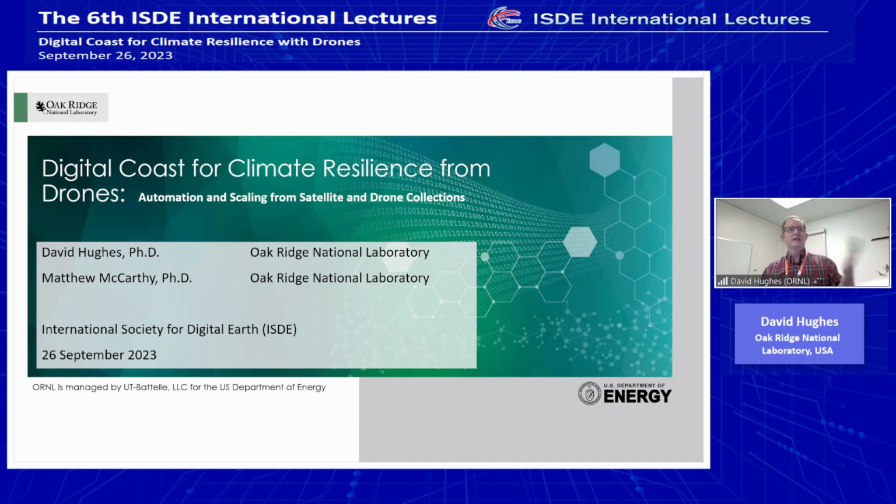As mentioned, my name is David Hughes. I'm a remote sensing scientist with Oak Ridge National Laboratory. I also list my coworker, Matt McCarthy, on the title slide as well, because part of the work I will discuss is led by him, and the other part of the work is led by me.